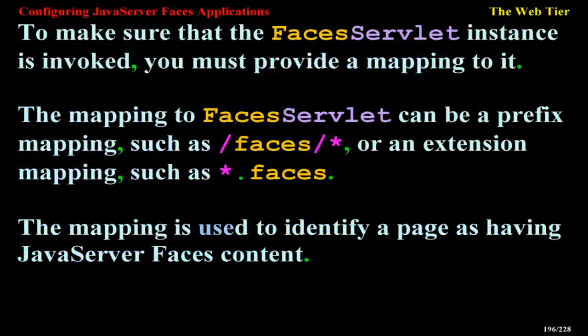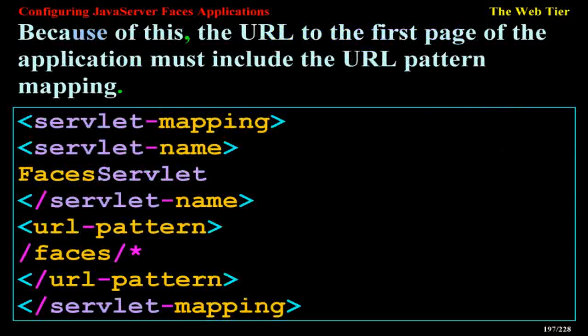The mapping to FacesServlet can be a prefix mapping, such as /faces/*, or an extension mapping, such as *.faces. The mapping is used to identify a page as having JavaServer Faces content. Because of this, the URL to the first page of the application must include the URL pattern mapping. servlet-mapping, servlet-name, Faces Servlet, servlet-name, url-pattern, /faces/*, url-pattern, servlet-mapping.